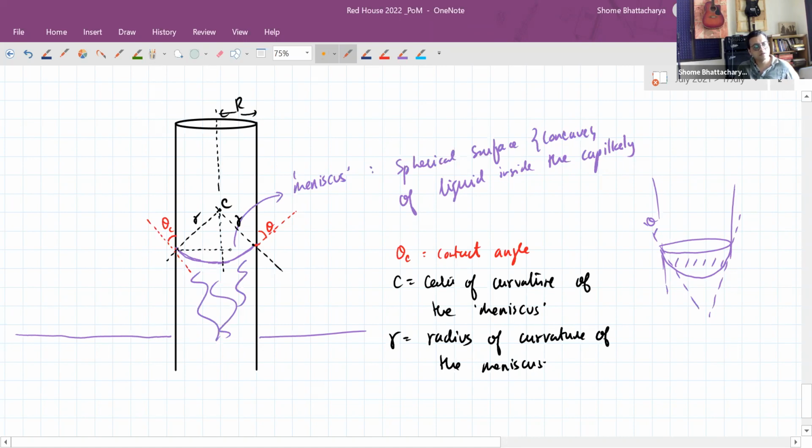So if we just draw this here, you can see that this angle will again be the contact angle, and this is r. So from the geometry of that triangle, we can see that small r is equal to capital R by cos theta.